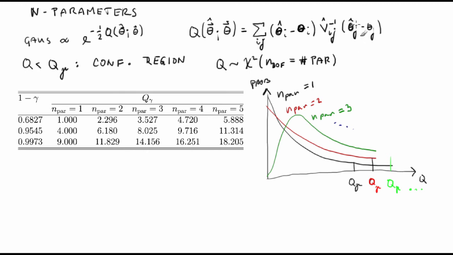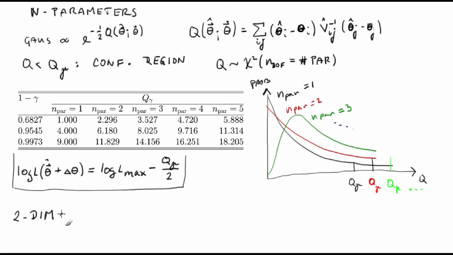As a consequence of this, in a large dataset limit, we can construct the boundary of the confidence region at the confidence level gamma using the following formula: log L of theta vector hat plus delta theta vector equals log L max minus q gamma over 2. In 2 dimensions, this equation describes an ellipse centered around the likelihood maximum theta vector hat.